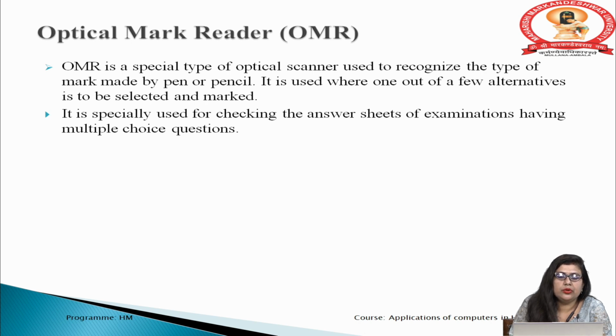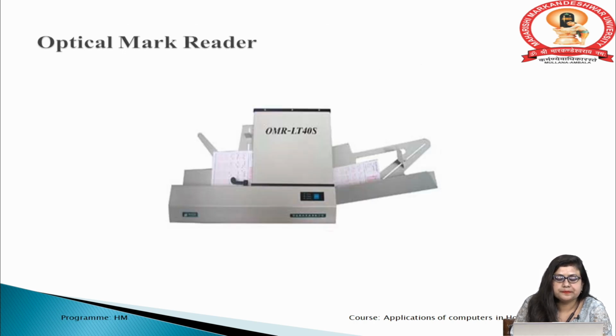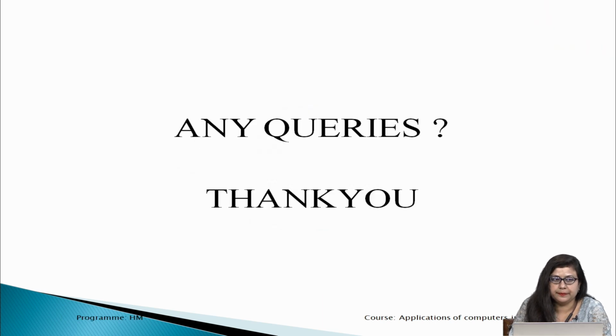Here I can quote an example of OMR. When you are giving an examination in the government sector, you get a multiple choice option on your answer sheet. You have to fill in a circle for a particular option, A, B, C or D. That is checked by the optical mark reader. This is the pictorial representation of the optical mark reader.